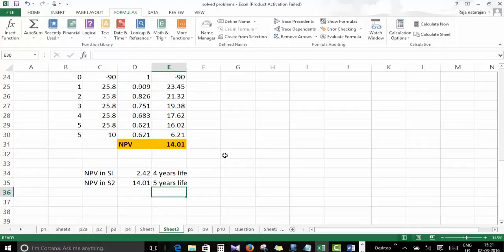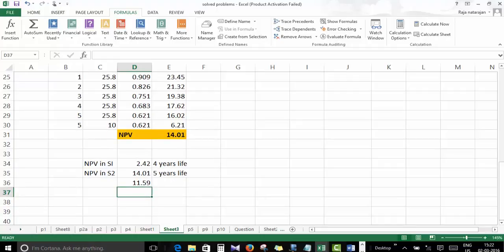So this communicates that this project is basically a positive project, whether you use it for 4 years or 5 years. But if you're going to use it for 5 years, the wealth that is going to be created for shareholders is much more than the wealth that is created for shareholders over a period of 4 years. And what is the incremental wealth you are going to get by using it for one additional year? It is 11.59. And why did this happen? Because you were getting an exclusive cash flow in year 5. So using the system for 5 years will be more beneficial for this organization.